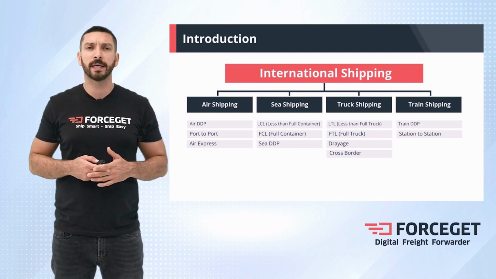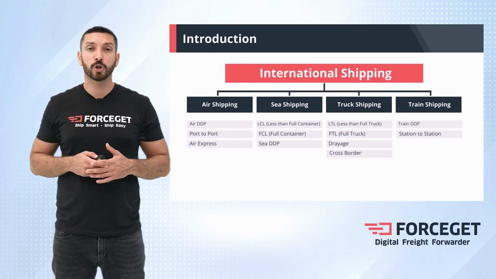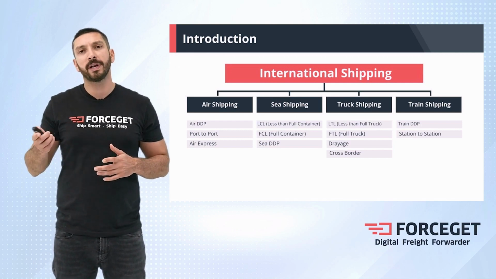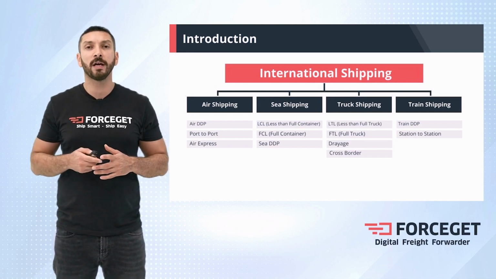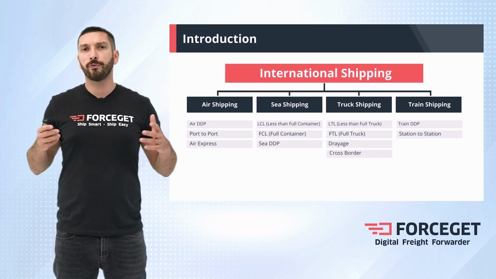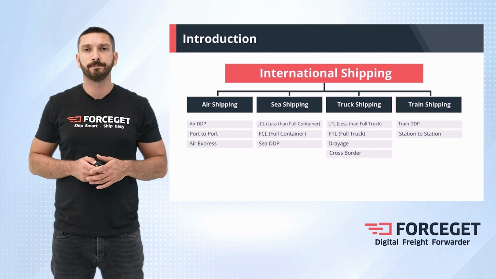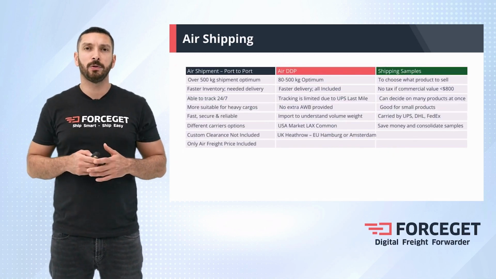And more importantly, we use this format with cross-border international shipments. Train is one of the most popular international shipping methods now between China and Europe. We also offer full container shipment by train and train DDP. So first of all, I would like to explain the air shipment.